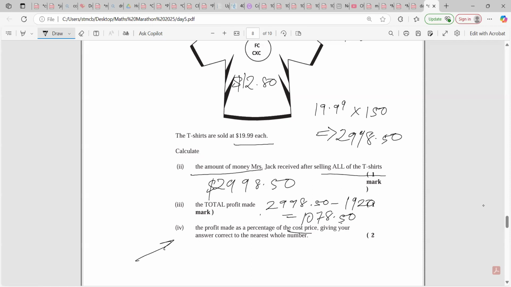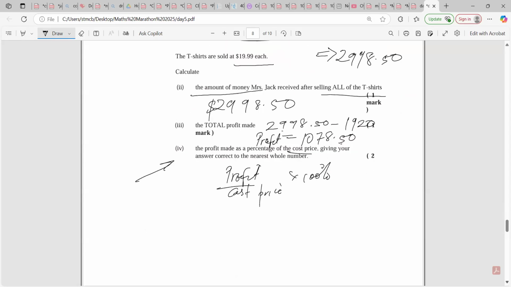Now let's say the profit as a percentage of the cost price. So this is your profit, right? So it will be profit over the cost price times 100%. The profit is 1078.5, and the cost price was 1920. So 1078.5 over 1920, times 100%. Checking my calculator, it should give you 56%.